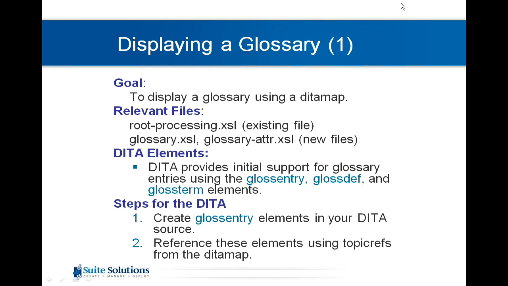Now, even though the FO plugin doesn't right now support glossaries, Adena does provide initial support for glossary entries. The three main elements that it uses are gloss entry, gloss def, and gloss term. As the names indicate, gloss entry is basically the combination of a definition and a term. The official language on the website was that it's used for one sense of a glossary term. Gloss term is the term associated with that sense, and the definition is the definition associated with that sense. Those are the elements you need to use in the Adena.